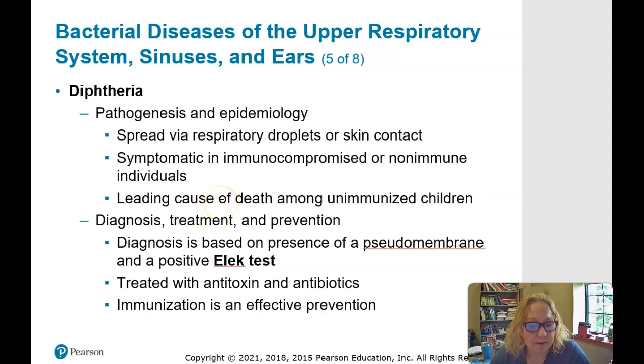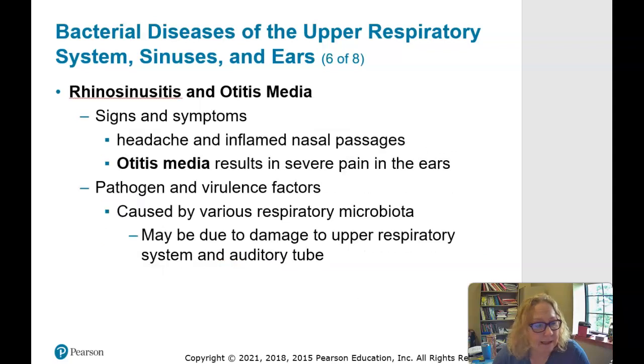It's spread via respiratory droplets. Most of the things happening in your respiratory system are going to be spread by respiratory droplets. It is the leading cause of death among unimmunized children, and especially also the immunocompromised. There is a diagnosis based on the ELEK test that very quickly tells you whether you have diphtheria. It's treated with antibiotics, and immunization is a pretty effective treatment. So I highly recommend the diphtheria vaccine.